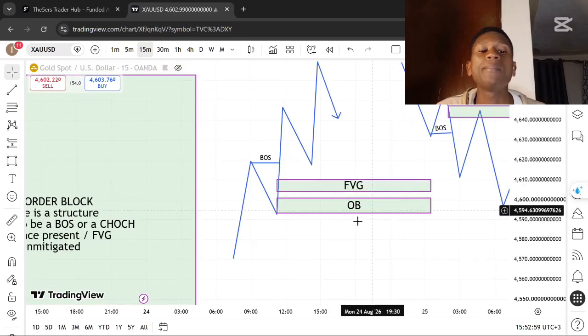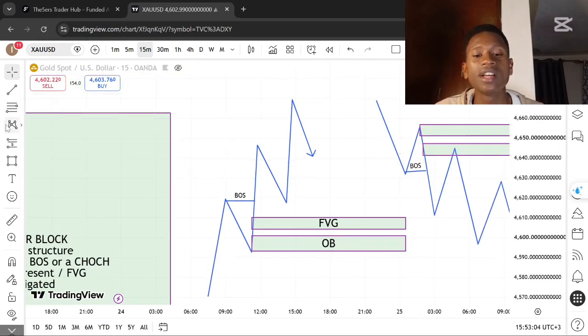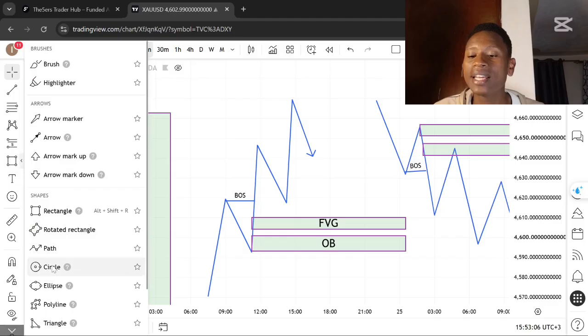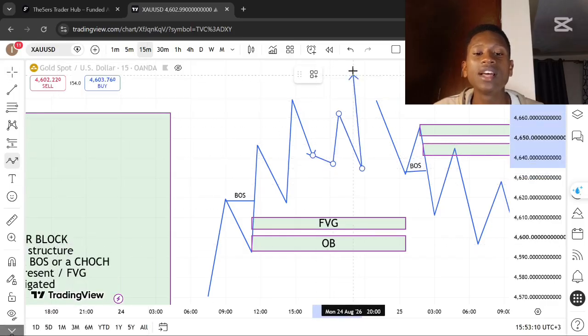Okay, so for example, this order block has not been touched. It doesn't matter if the market goes like this, then continues to push to the upside, then starts coming down.